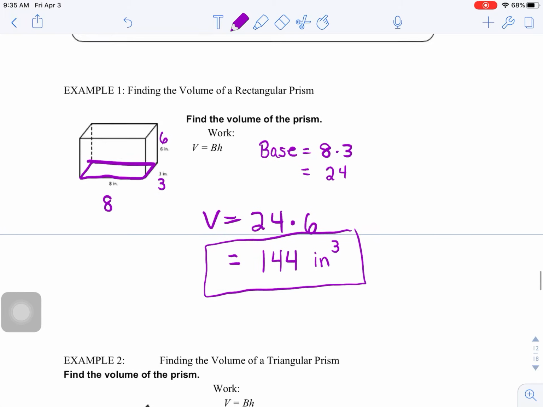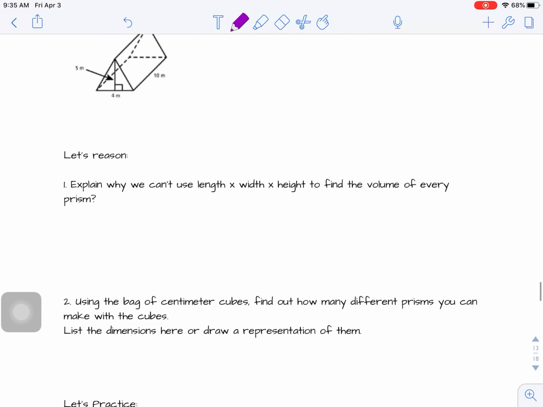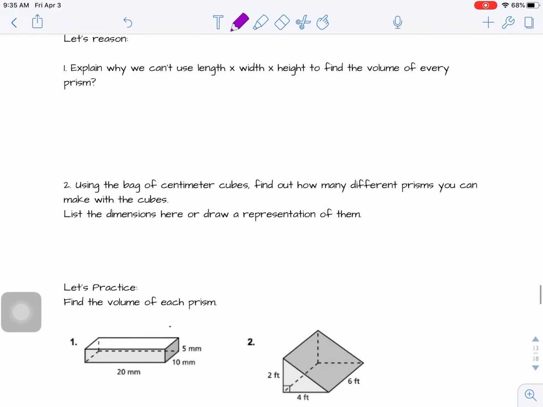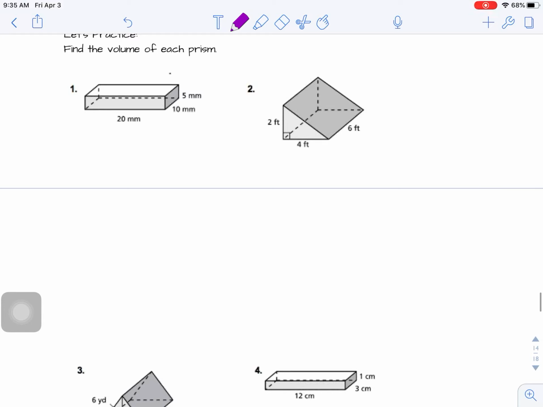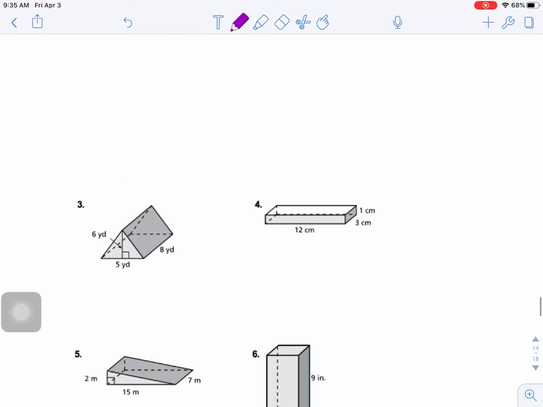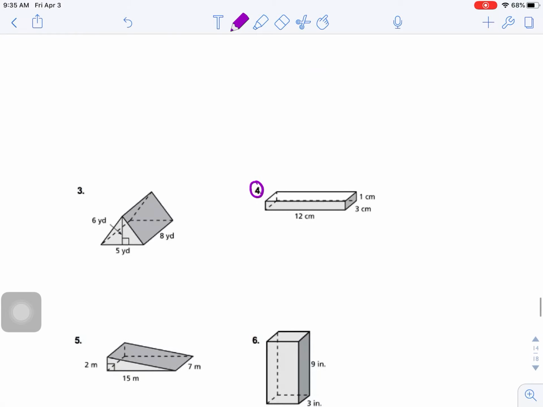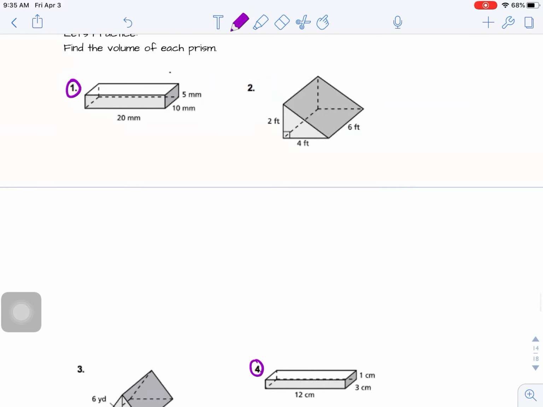Okay, we're going to go ahead and skip example 2 right now, and those let's reason problems, we'll do those tomorrow. Let's look at problem 1 and problems 4 and 6 today. So we're going to look at 1, 4, and 6 today, and then tomorrow we'll do the rest of them.